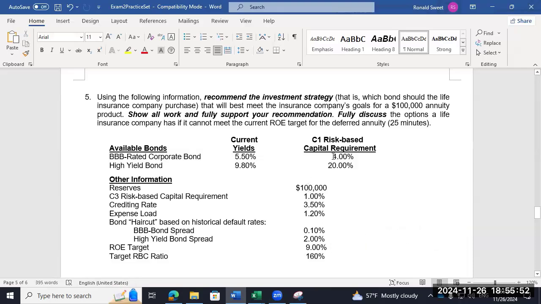So 100,000 times 0.04 times 1.6 is the triple B. 100,000 times 0.2 times 1.6 is going to be your high yield for the capital charges. Same thing on the C3 risk. It's going to be 100,000 times 1% times 1.6 for both high yield and triple B.